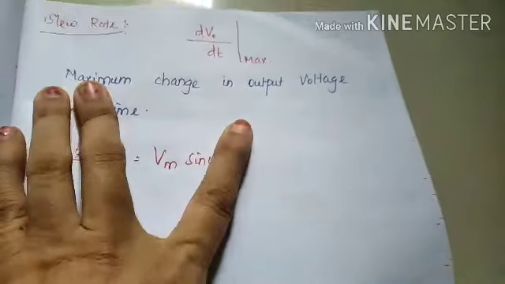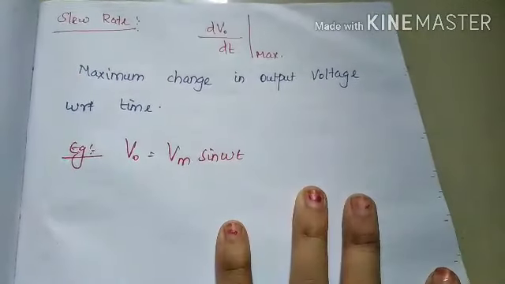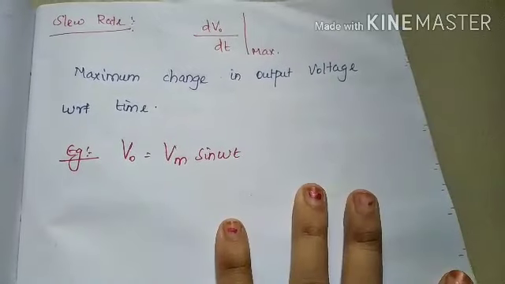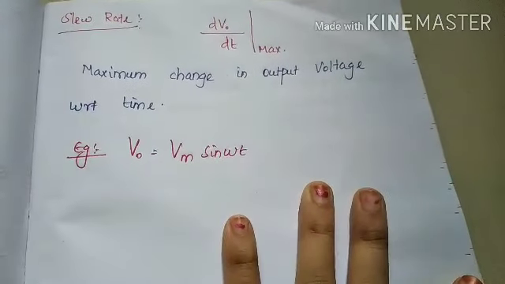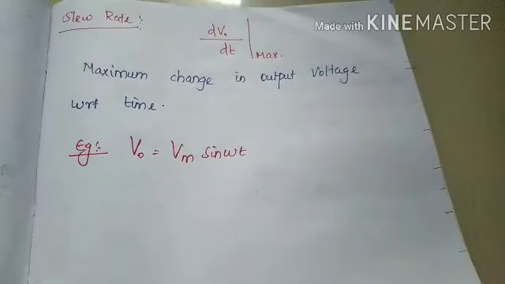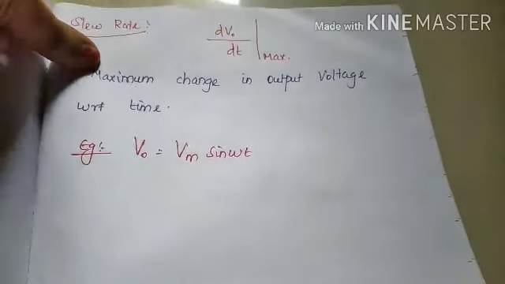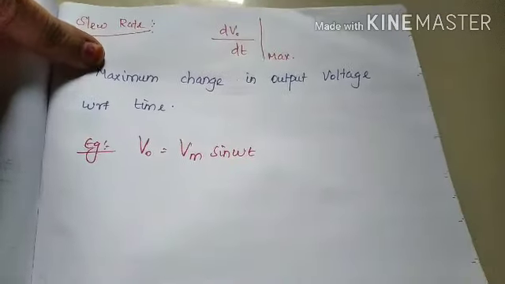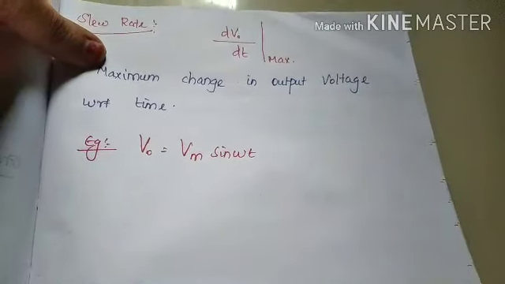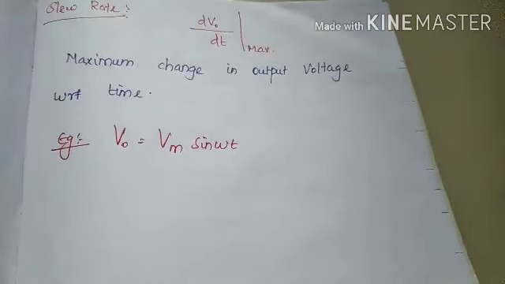See, this is a very important topic in analog circuits, so only I have selected this topic over here, right? Please listen carefully. Now I am going to derive the formula for the maximum frequency. There may be problems in competitive exams based on the slew rate and the maximum frequency of operation. Now we will derive the formula first.